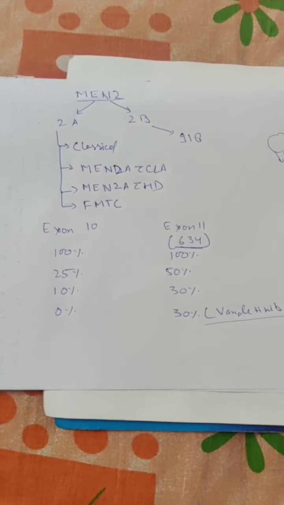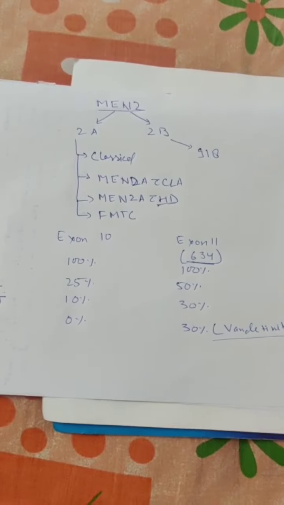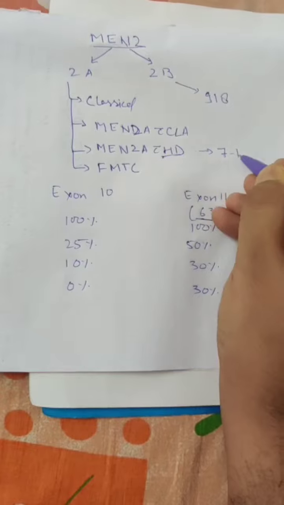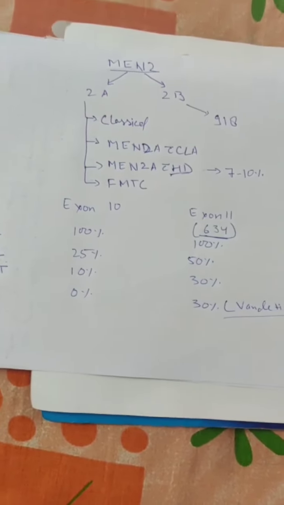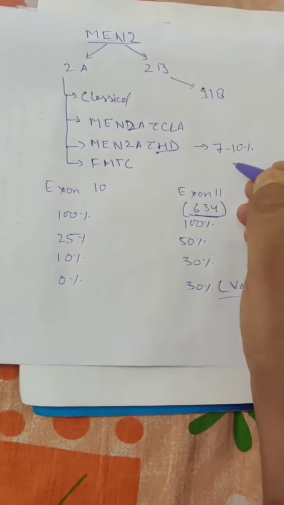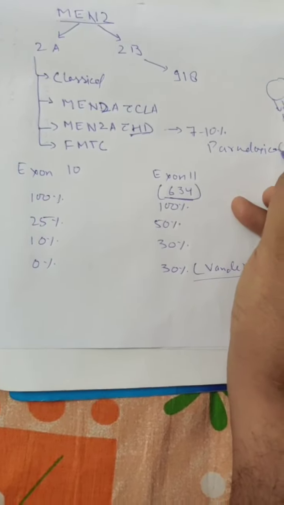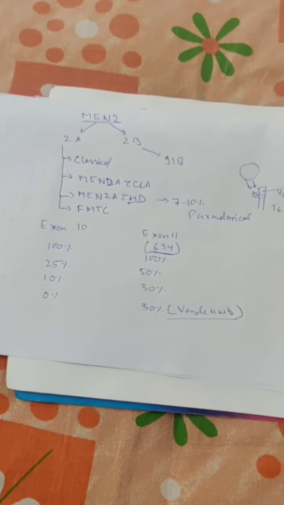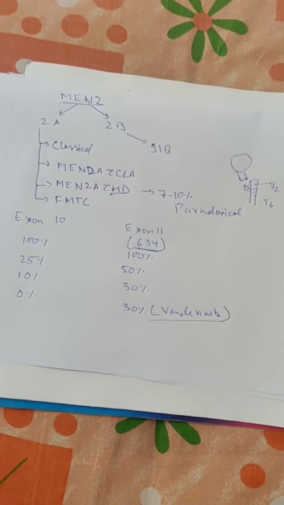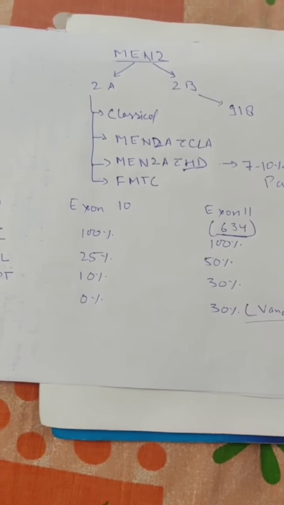Briefly about Hirschsprung disease associated with MEN2A syndrome. It is associated in 7 to 10% of patients with RET proto-oncogene mutation, and it is called paradoxical. Why paradoxical? Because this is due to a loss of function mutation, while medullary thyroid carcinoma is due to gain of function.